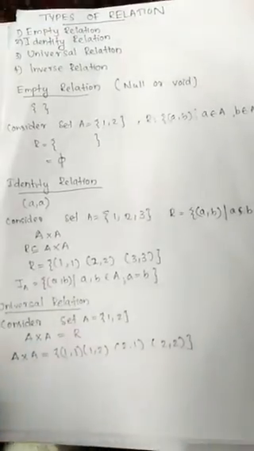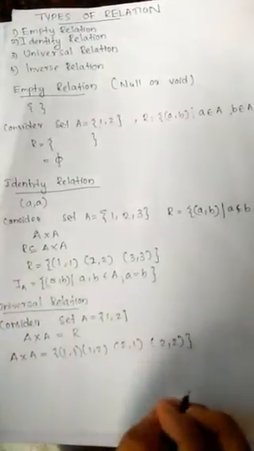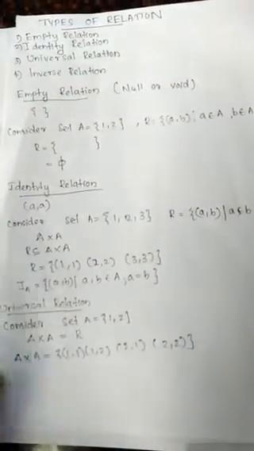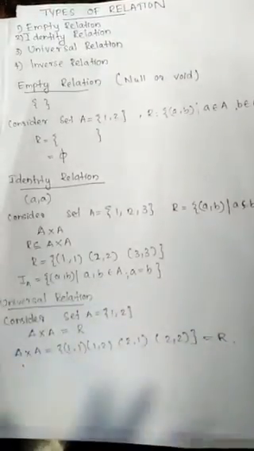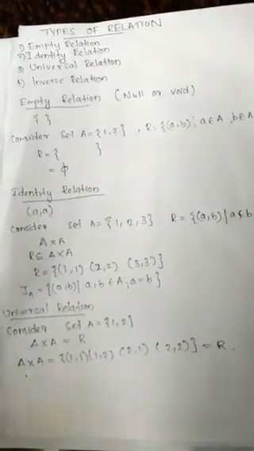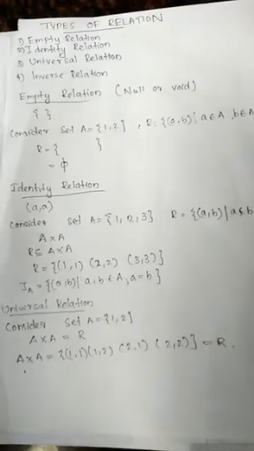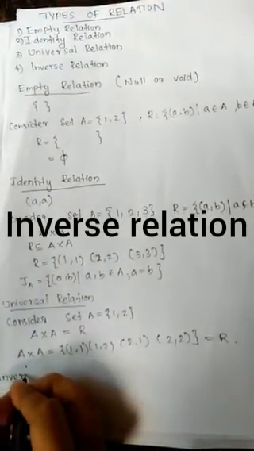Then what does the relation mean? Every element of the relation belongs to the Cartesian product, and here every element of the Cartesian product is also in the relation. So when it is equal in the Cartesian product as well as in the relation, this is called the universal relation. Next we can move on to the next topic, that is inverse relation.